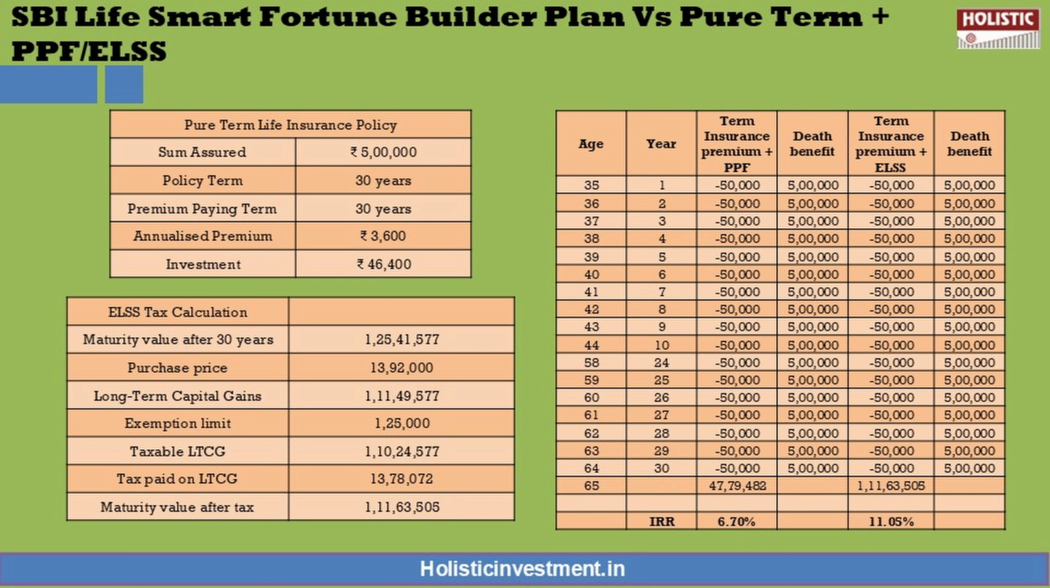So for example, for life coverage, we are going to choose a pure term insurance policy with a sum assured of 5 lakhs, which costs 3,600 rupees annually as a premium for a 30-year policy term. So in the previous case, the premium was 50,000. But here the premium is only 3,600. So opting for a pure term policy leaves a balance of 46,400 rupees, which can be invested somewhere else.